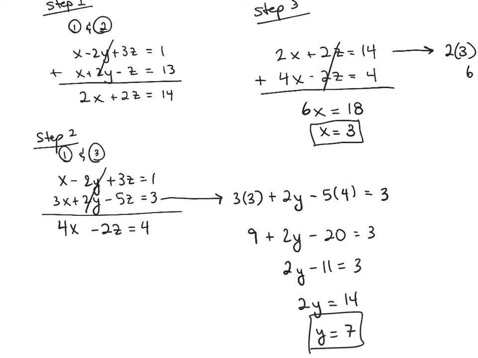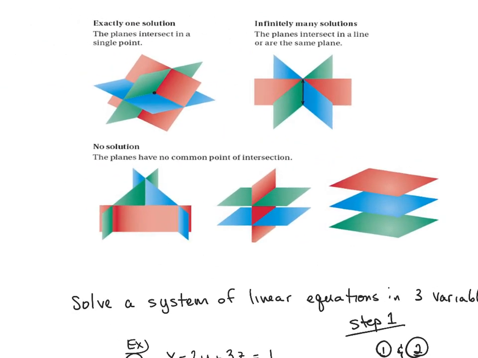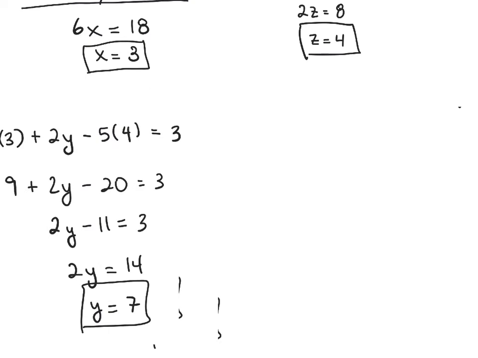So since we were able to find unique values for x, y, and z, what we have in terms of what the graph of this would look like is a situation where the planes are intersecting at one point in space, and that point is the point 3, 7, 4. So just as in 5.1 you needed to represent your solution in the form of an ordered pair, in 5.2 you need to represent your solution in the form of what's called an ordered triple, x, y, z. So 3, 7, 4 is the point at which all 3 of those planes intersect.